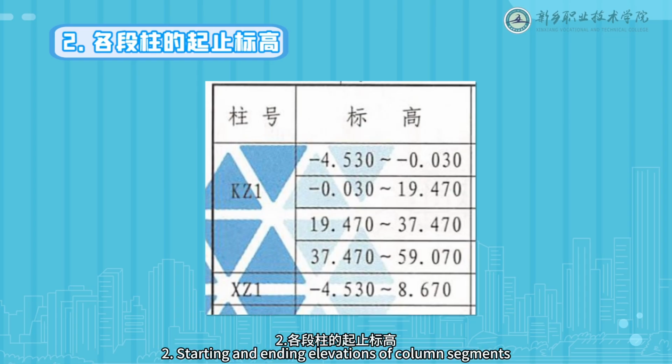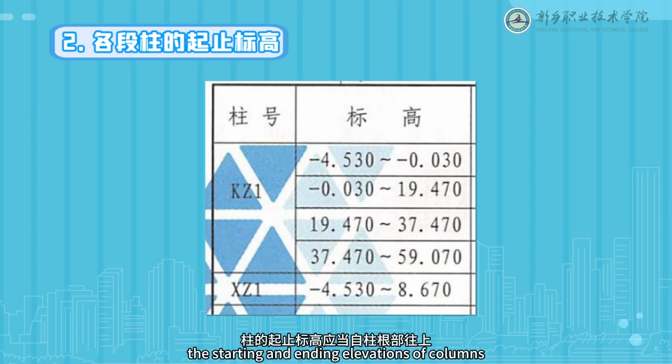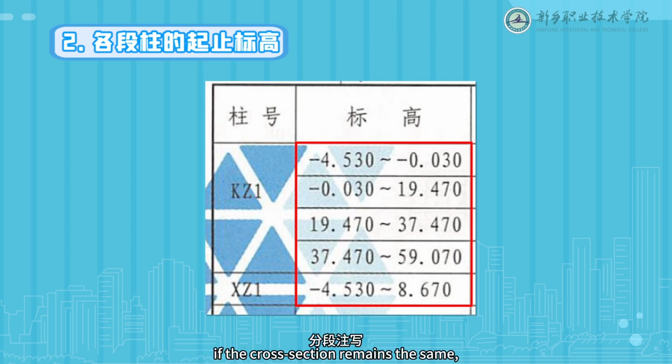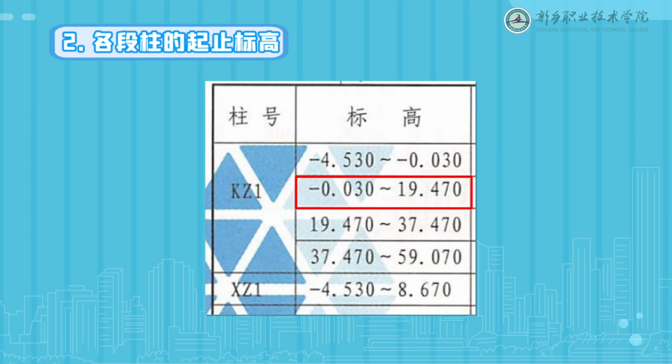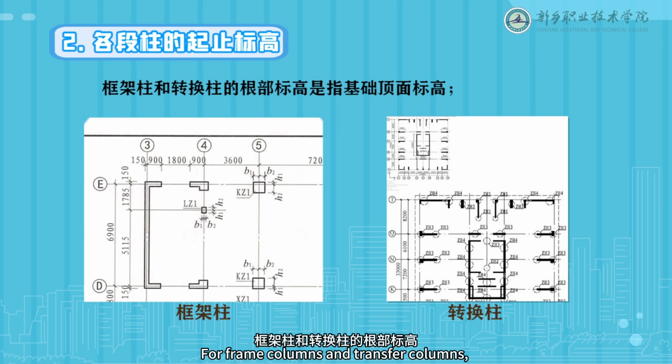Second, starting and ending elevations of column segments. In the tabular annotation method for column construction drawings, the starting and ending elevations of columns shall be annotated from the column base upward, segmented at points where the cross-section changes or, if the cross-section remains the same, where the reinforcement changes. For frame columns and transfer columns, the base elevation refers to the top surface of the foundation.